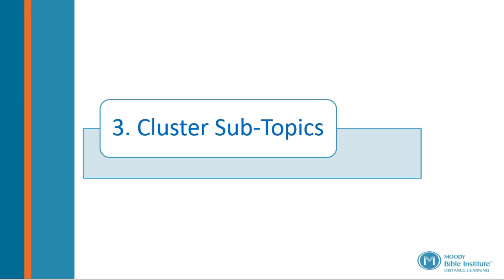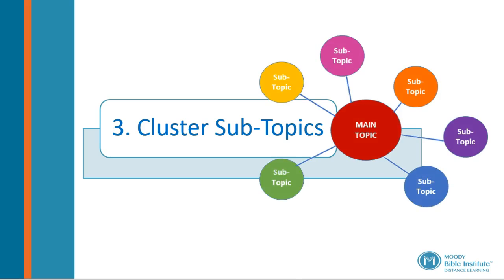The third step is to cluster your subtopics for the course. Every main topic is comprised of smaller parts. Think about the number of weeks your course runs. If it's 6 weeks, for example, think about topics that might be clustered into 6 subtopics.